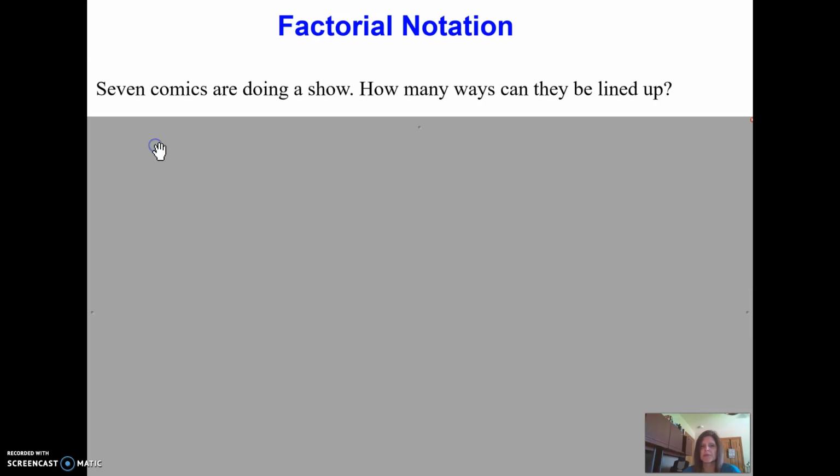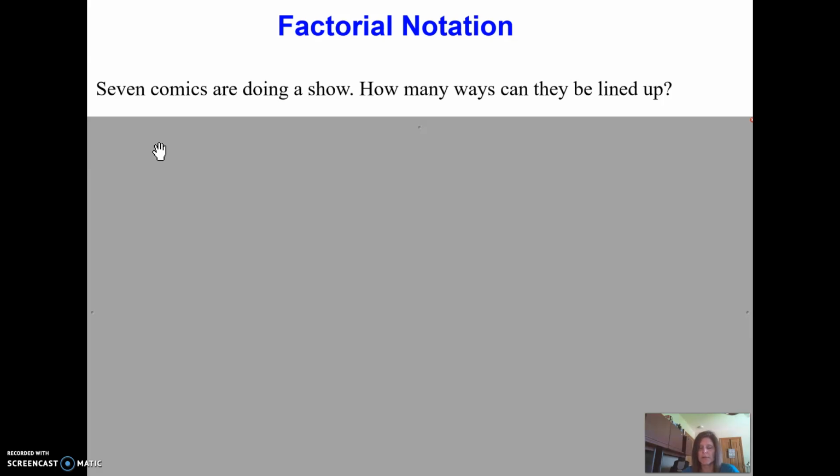Just a quick little video here on some notation called factorial notation that comes up quite often when we are doing counting and probability. So here is an example. 7 comics are doing a show. How many ways can they be lined up?